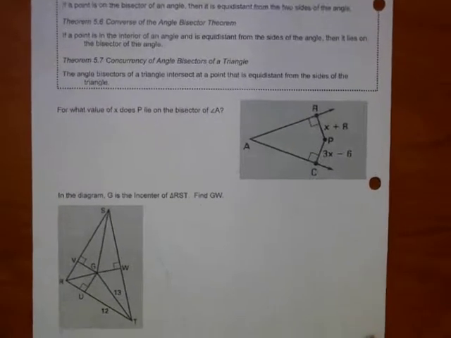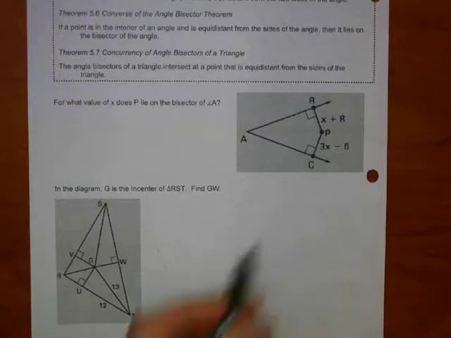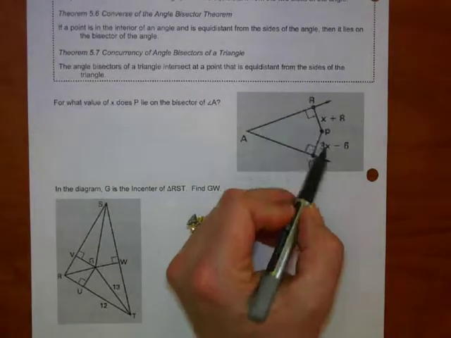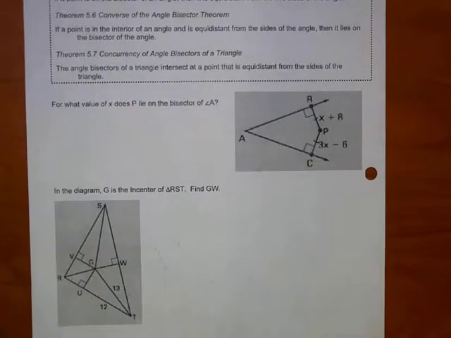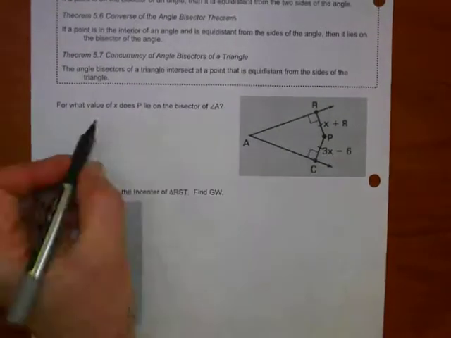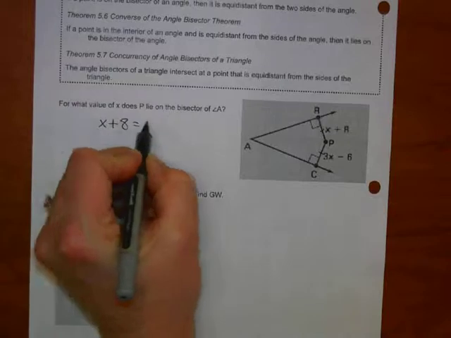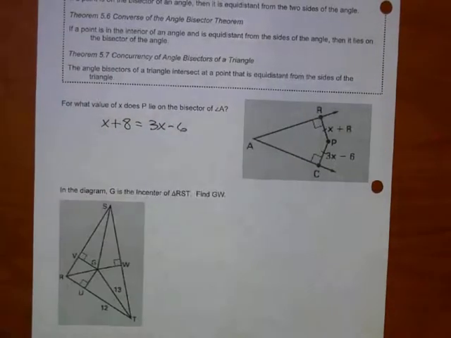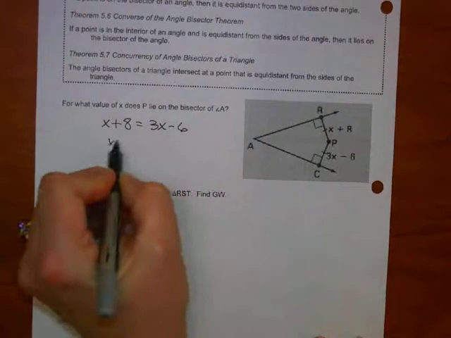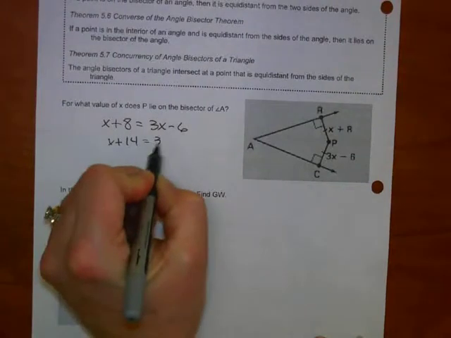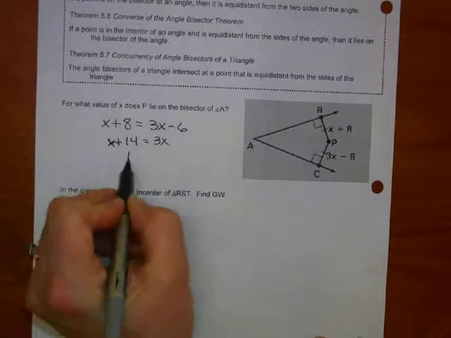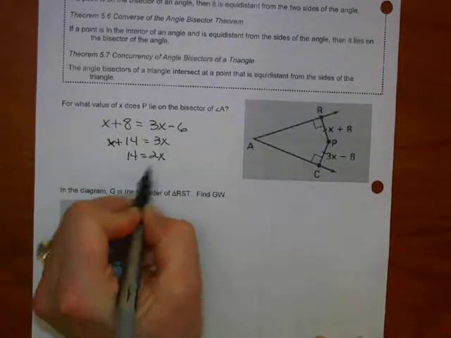Okay? All right. For what value of x does P lie on the bisector of angle A? So I need to find out what value of x is going to make these two congruent. So I'm going to set them equal to each other. And then just do the algebra. Subtract 1x, and x equals 7.